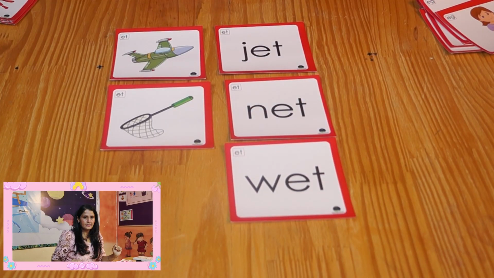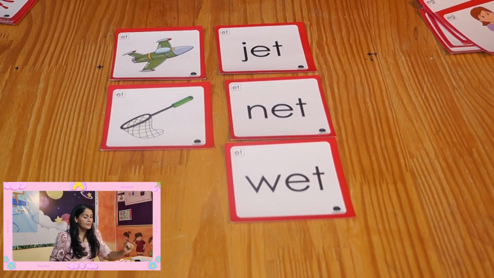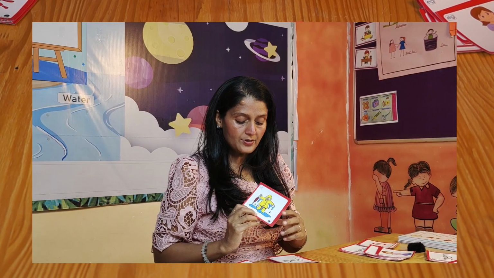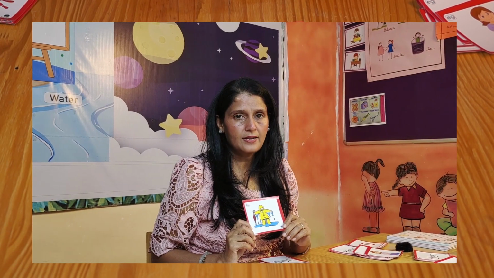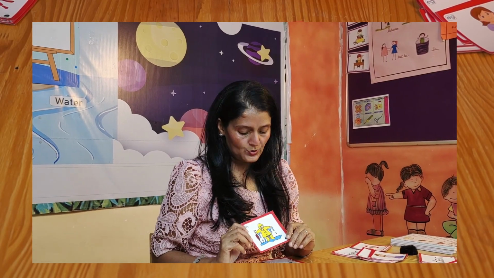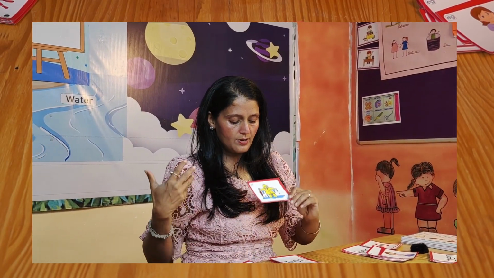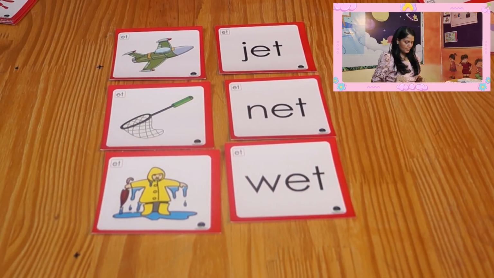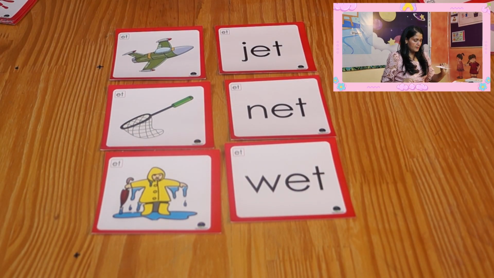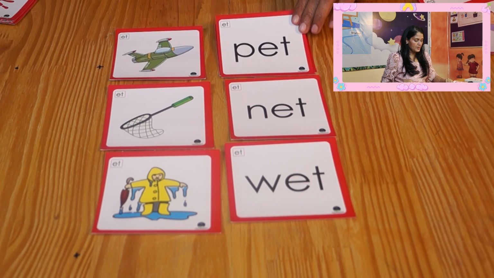Et, wet. Wet. So when we are drenched, that state is called wet. So all his clothes are just now wet with water. Now let's do the next word.